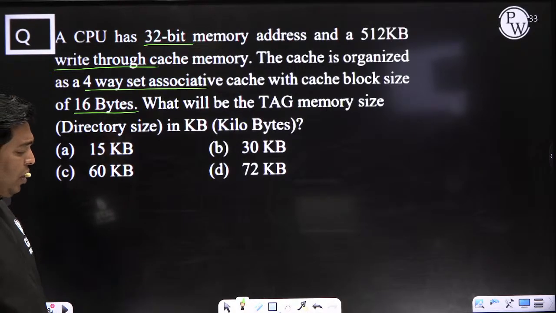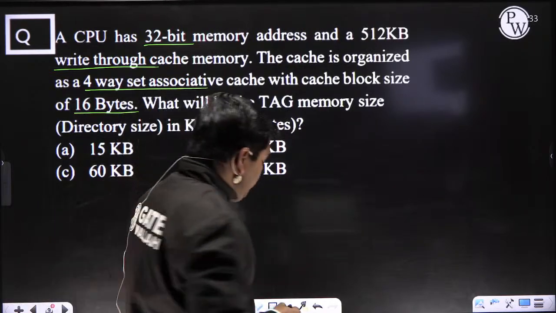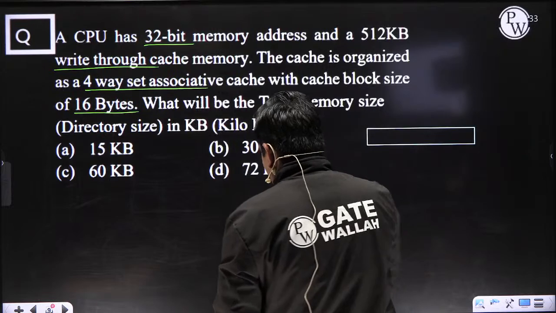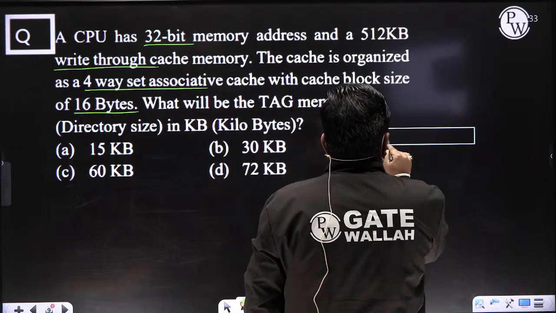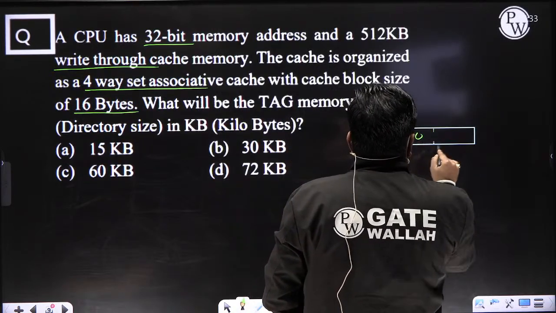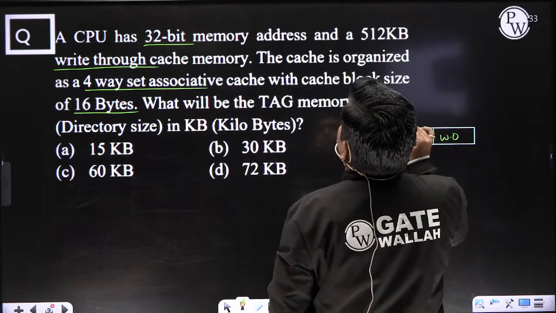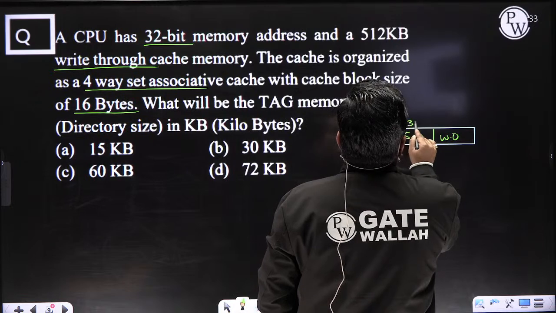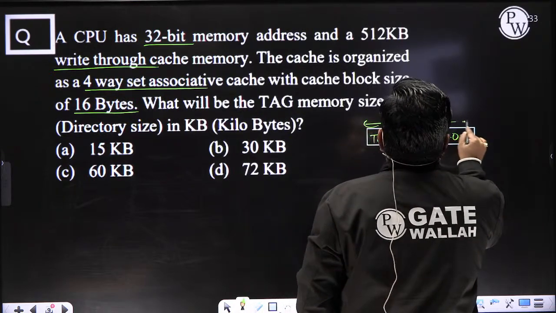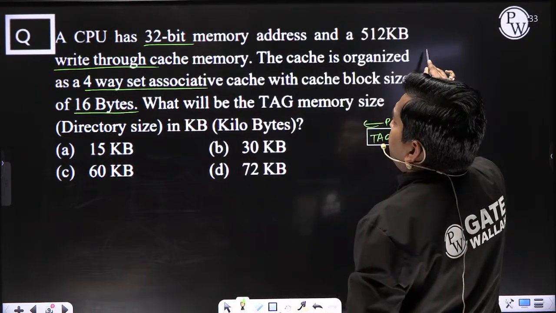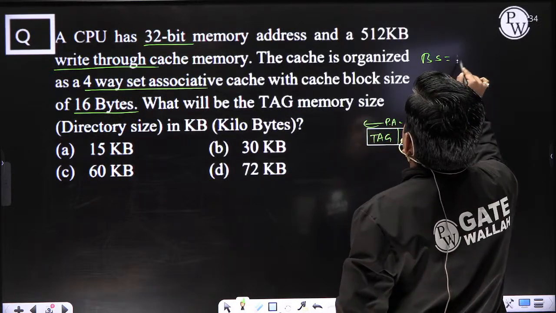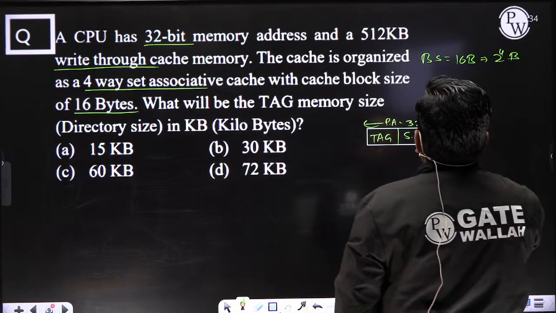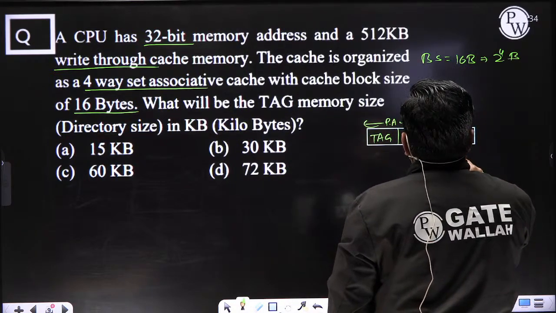Here, first of all, I told you, you have to develop that type of attitude. It is a set associative memory. So what do we have to write? Tag, set offset and word offset. Main memory physical address is how much? 32-bit. Block size 16 byte, meaning 2 raised to power 4 bytes. Then the word offset will be 4-bit.